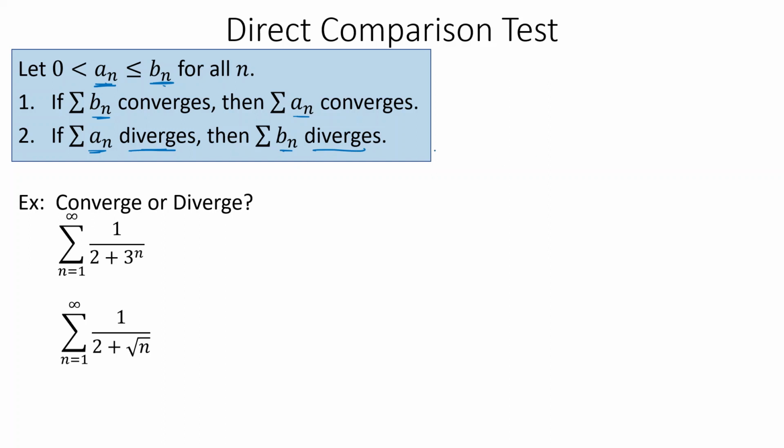Think about it this way: we've got some smaller one and its sum is going to diverge. So that means the bigger one, the one that's over it, doesn't have any choice. It wants to go down, but it can't go down. It has to keep going up, so it's going to have to diverge as well.